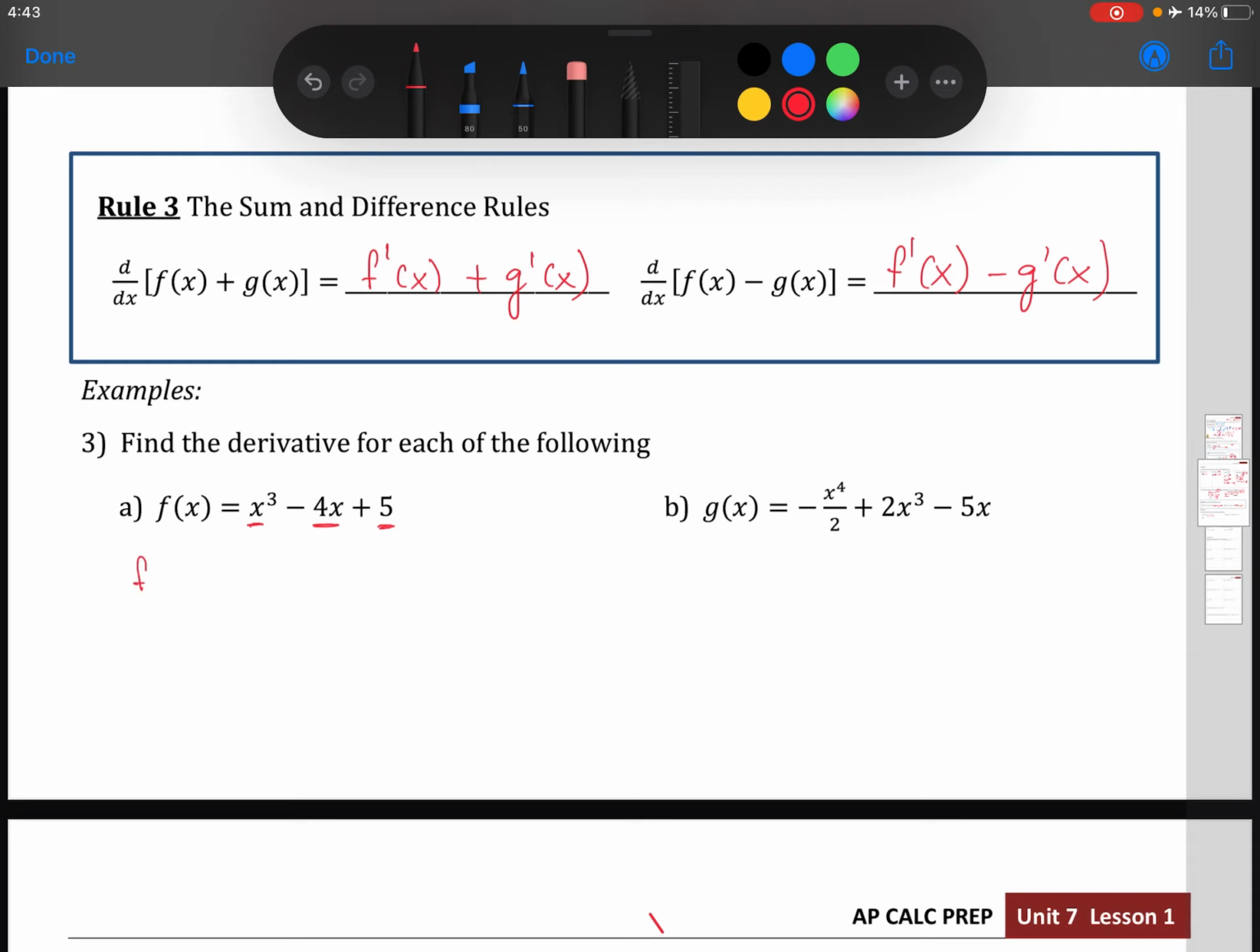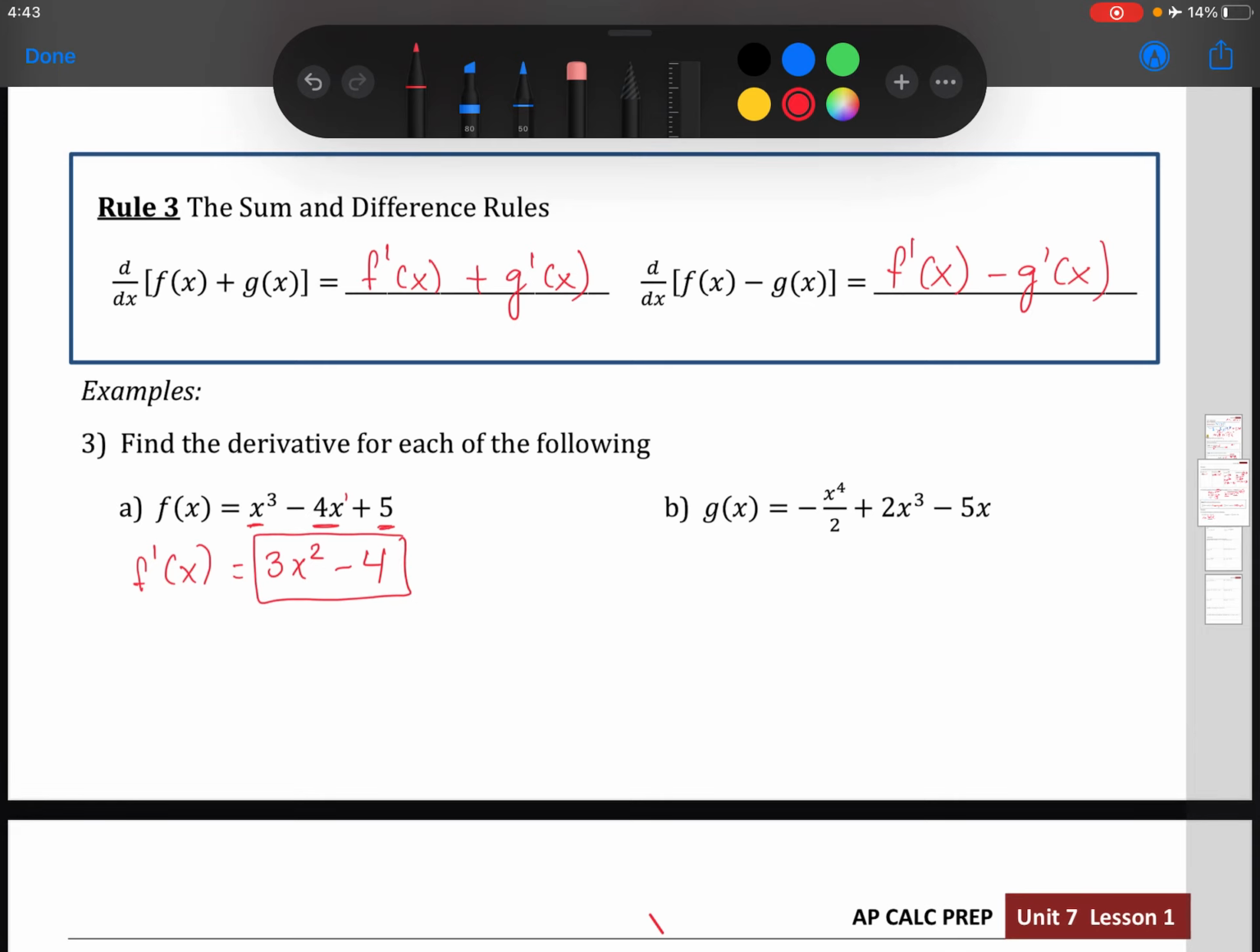So f prime of x will be, what's the derivative of x cubed? It will be 3x squared. Derivative of -4x would be just -4, because it'll be 1 minus 1, which would be 0. And a derivative of a constant is just 0. So this is it. 3x squared minus 4.